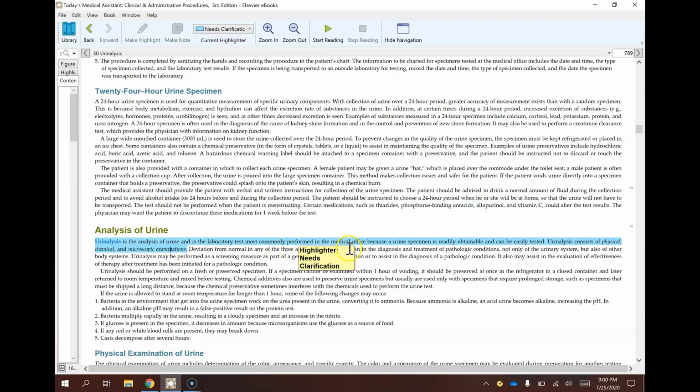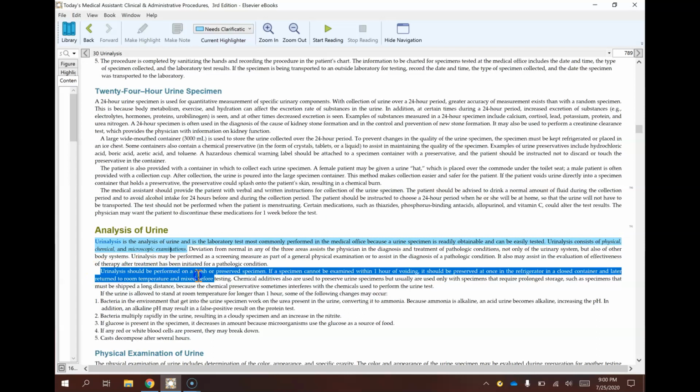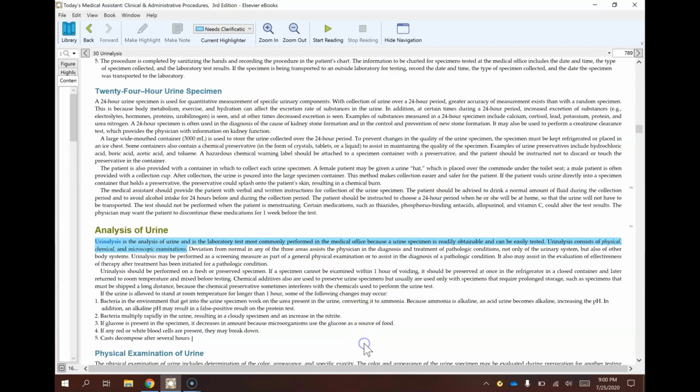Oh, it did. Okay, so again, urinalysis should be performed on a fresh or preserved specimen. If a specimen cannot be examined within an hour, it should be refrigerated and clearly labeled, and then returned to room temperature before it gets tested.